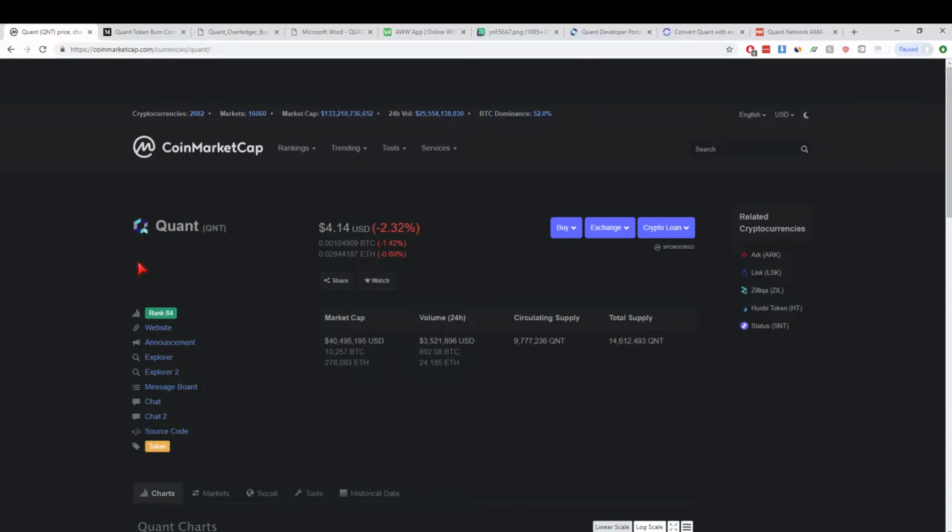Luke here again, and today we're going to be looking at the token utility, which is definitely a big topic within the crypto space, and a lot of projects struggle to get the right balance of token utility. So I'm not going to waste much time, I'm just going to dive straight in.